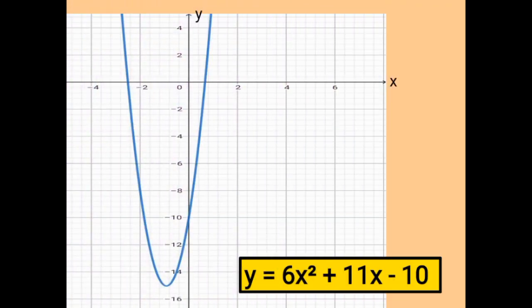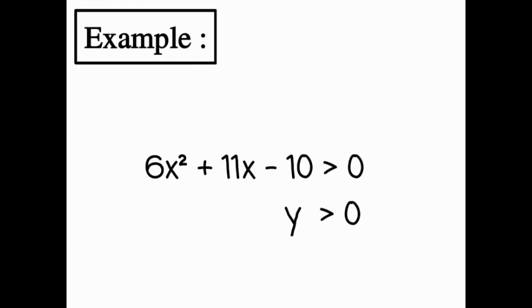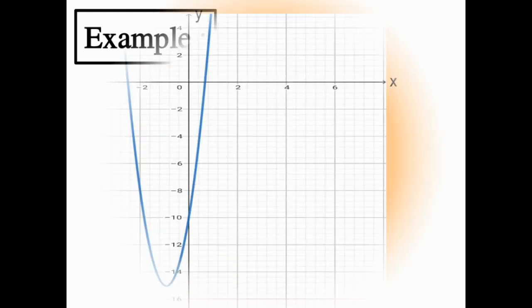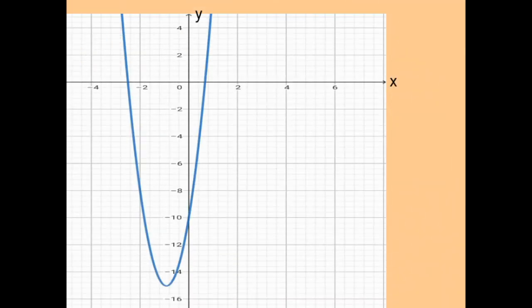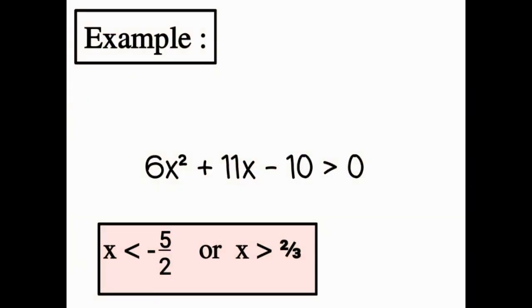Since 6x squared plus 11x minus 10 is greater than 0, y is greater than 0. So, if you take a look at our quadratic graph, you can see y is greater than 0 for the outer parts of the graph above the x-axis as shown by the shaded area. So, y is greater than 0 when x is less than minus 2.5 or when x is greater than 2 over 3. And hence, the required set of values is x is less than minus 5 over 2 or x is greater than 2 over 3. Now, let's take a look at a few more examples.